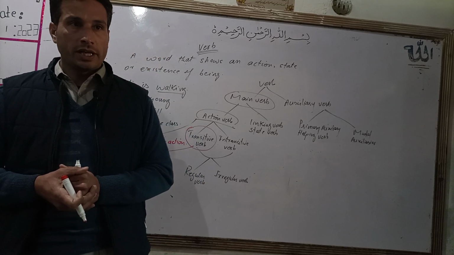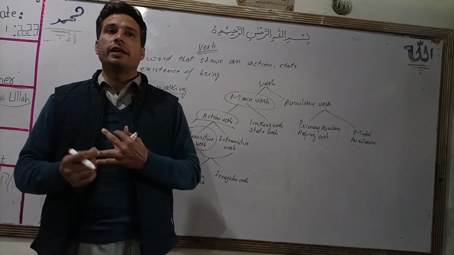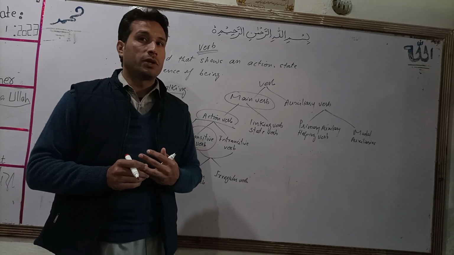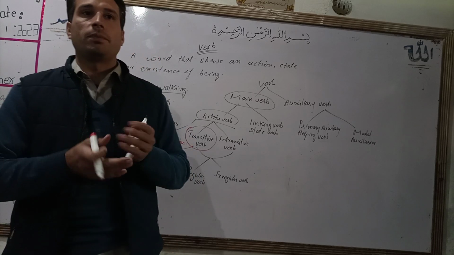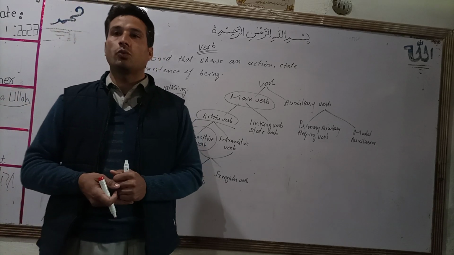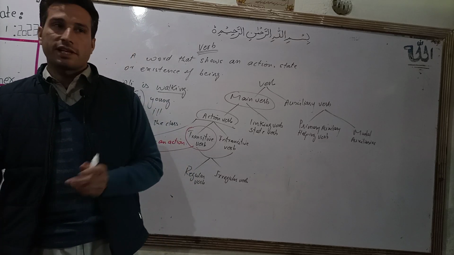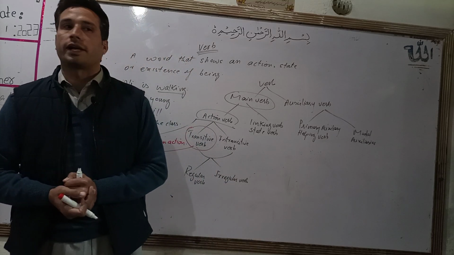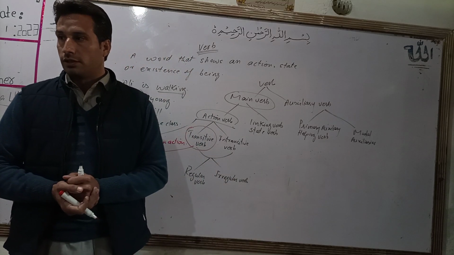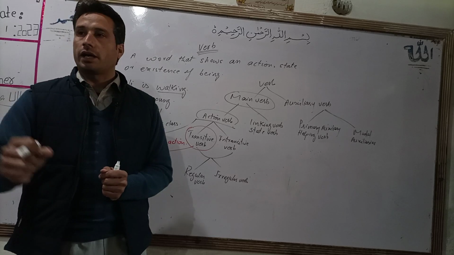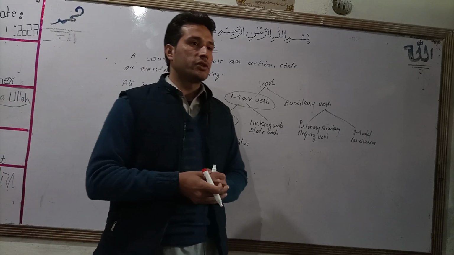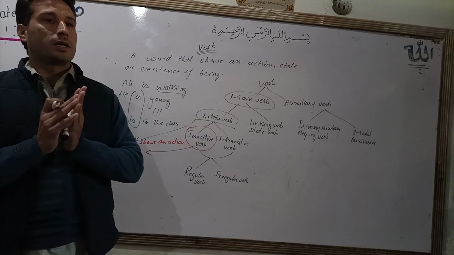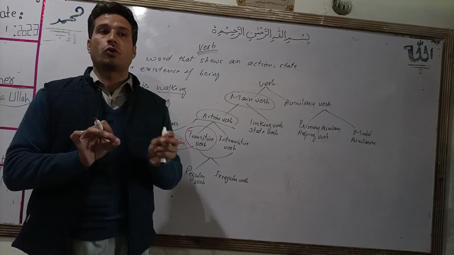Incomplete meaning, because we need an object to complete the meaning. If I say I am eating, what are you eating? I'm eating an apple. An apple, now my eating meaning is complete. If I say I'm writing, what are you writing? I'm writing an essay. I'm writing a letter. Such verbs that need an object, without the object their meaning is incomplete, we call it a transitive verb.